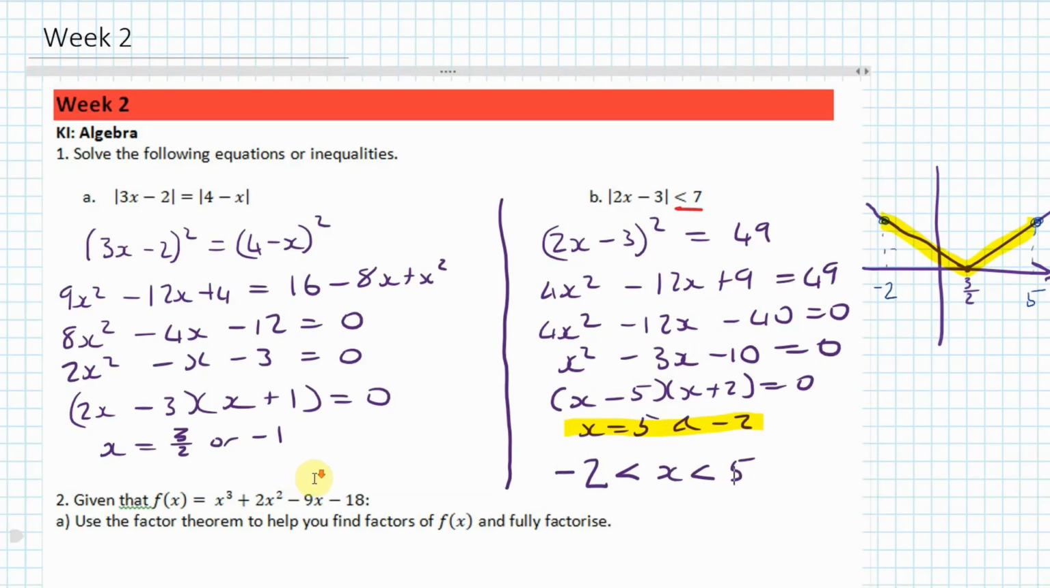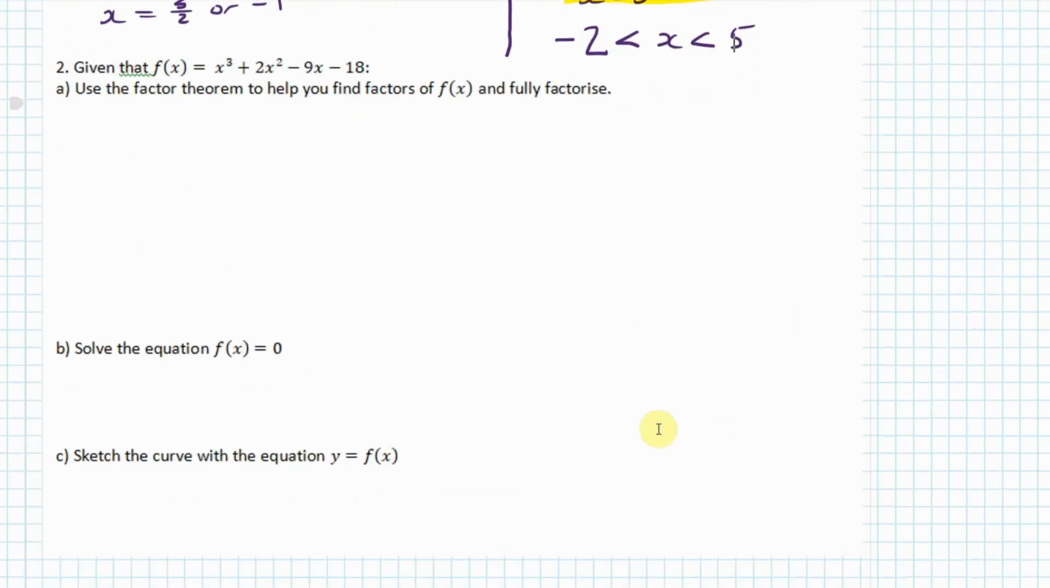Okay, now the next one, we've got given that f(x) is equal to x cubed plus 2x squared minus 9x minus 18. Use the factor theorem to help you find factors of f(x) and fully factorize. So what you want to do here, sometimes you've got a calculator that can do this, but you want to plug in some numbers. So we might try f(1). 1 cubed is 1, 2 times 1 squared is 2, minus 9 times 1, so that's negative 7, negative 18, so I think it's negative 25.